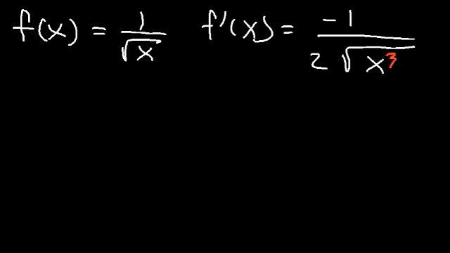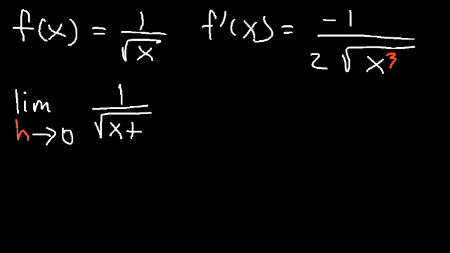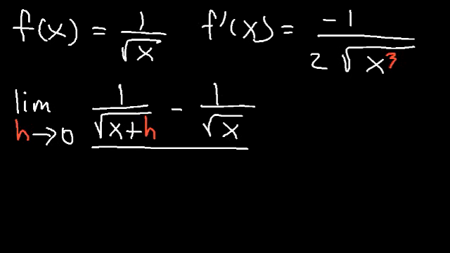So we're going to have the limit as h approaches 0, f of x plus h, which is going to be 1 over the square root of x plus h, minus f of x, which is the original function, 1 over the square root of x, divided by h. So notice that we have radicals and we have fractions on top. So we need to combine the last two examples. To get rid of the fractions, we need to multiply top and bottom by the common denominator. To get rid of the radicals, we're going to have to use the conjugates.